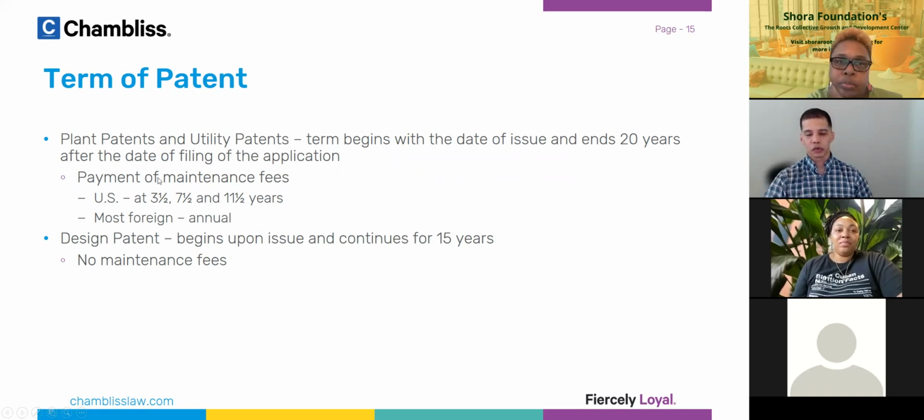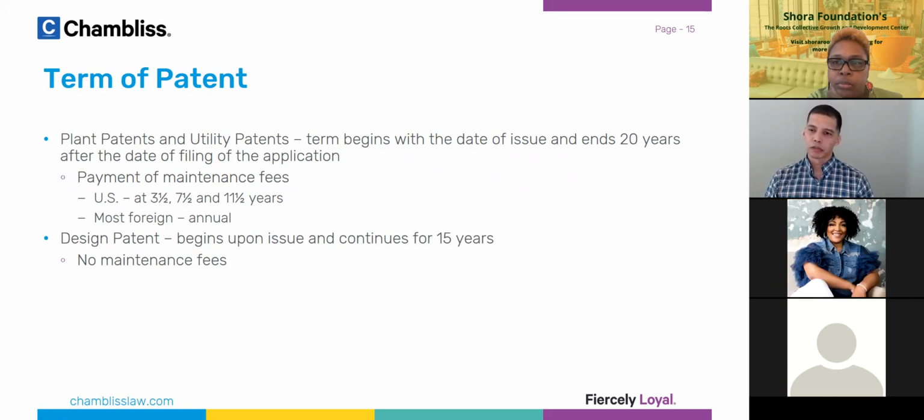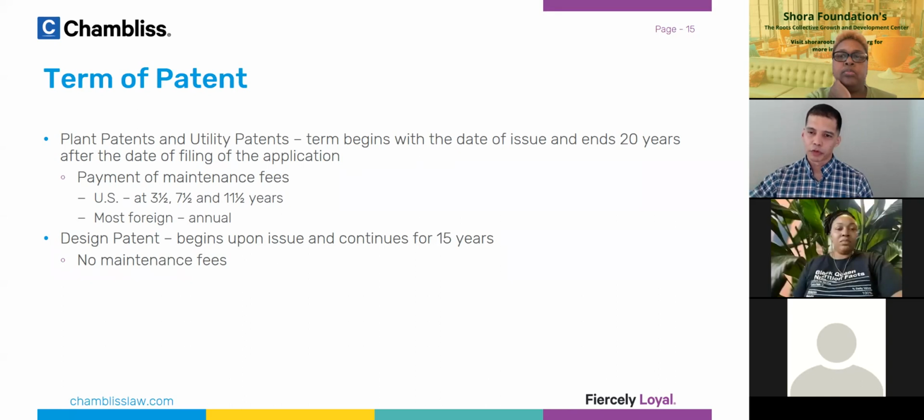Payment of maintenance fees. So once you get a patent issued, you don't automatically get that full 20 years. The government wants its money. And so about every 4 years after you get your patent, you have to pay more money. And that's called a maintenance fee. And it's not inexpensive. For big companies, I think it's like $8,000 for that third one.